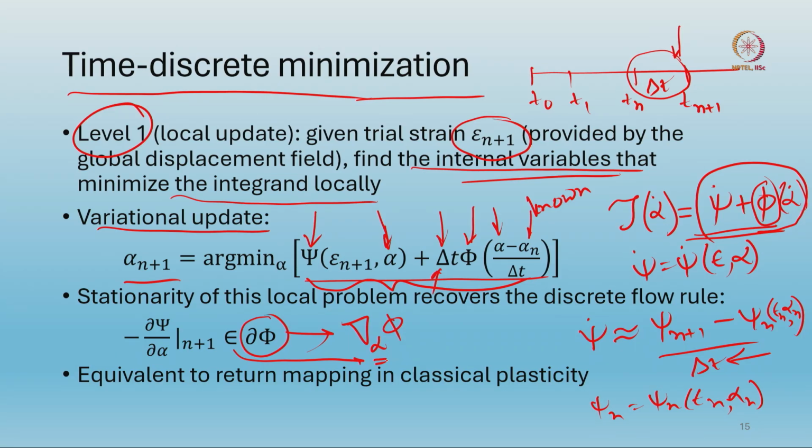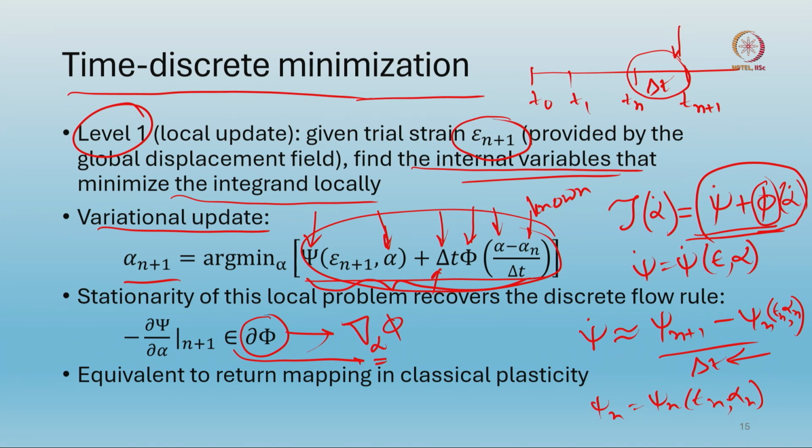You understand? So basically what we are saying is that the gradient of phi with respect to alpha is equal to minus the gradient of psi with respect to alpha. So this is the condition for the gradient of the whole thing with respect to alpha to be 0. This is the requirement for stationarity.